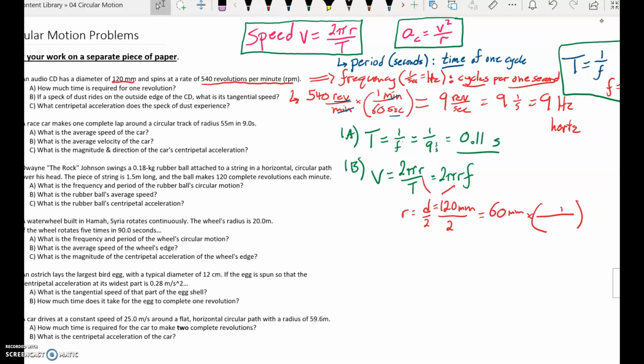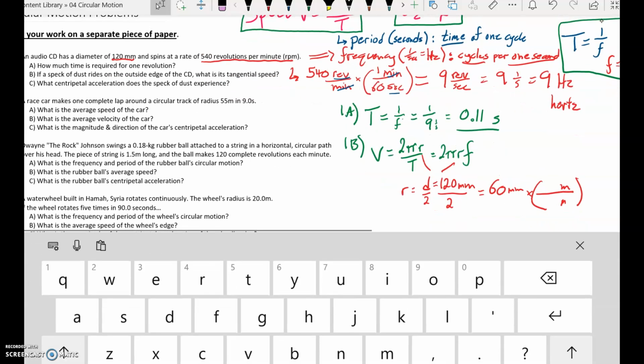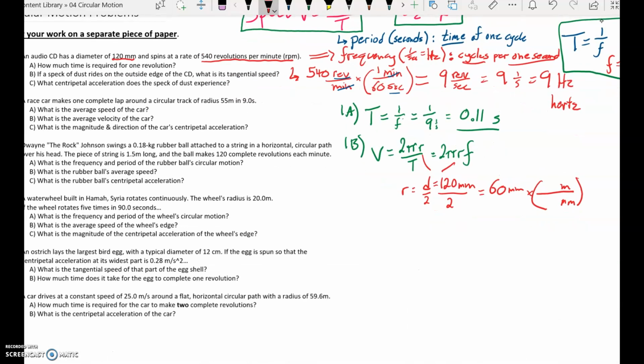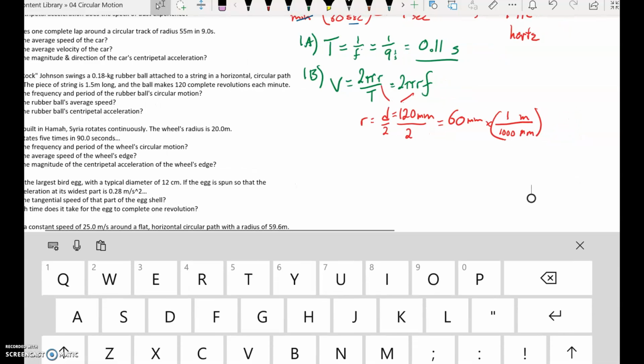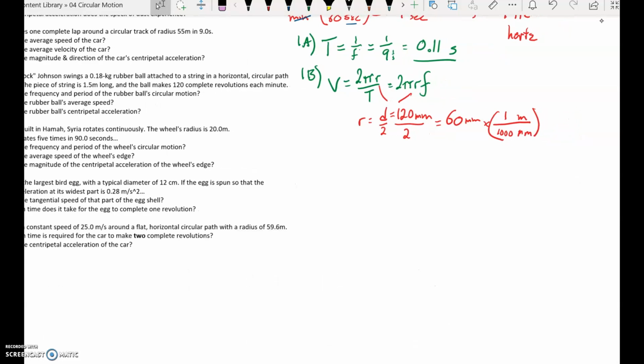So, converting from millimeters to meters, recognizing that 1 meter has 1,000 millimeters. So you'll be dividing by 1,000. So 60 divided by 1,000 is 0.060 meters. Scooching that decimal place 3 places to the left. And that can then be plugged into your calculations for speed.